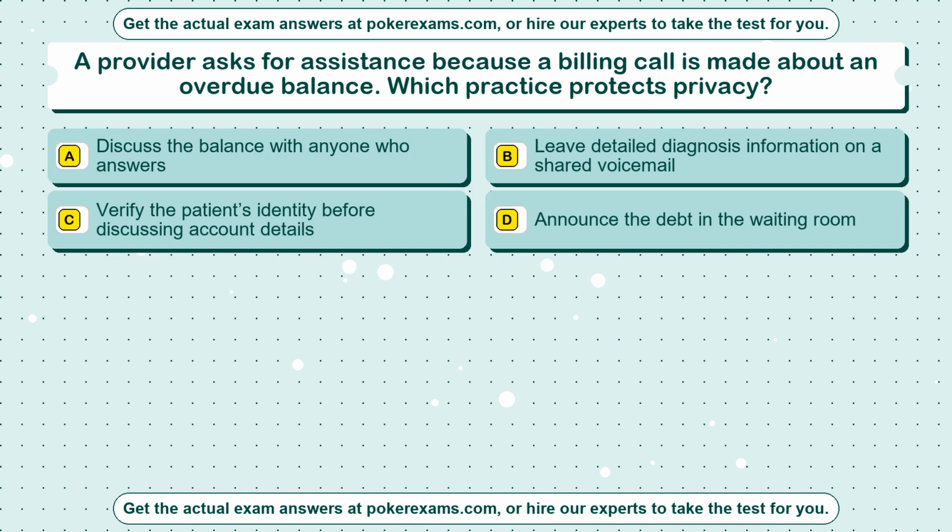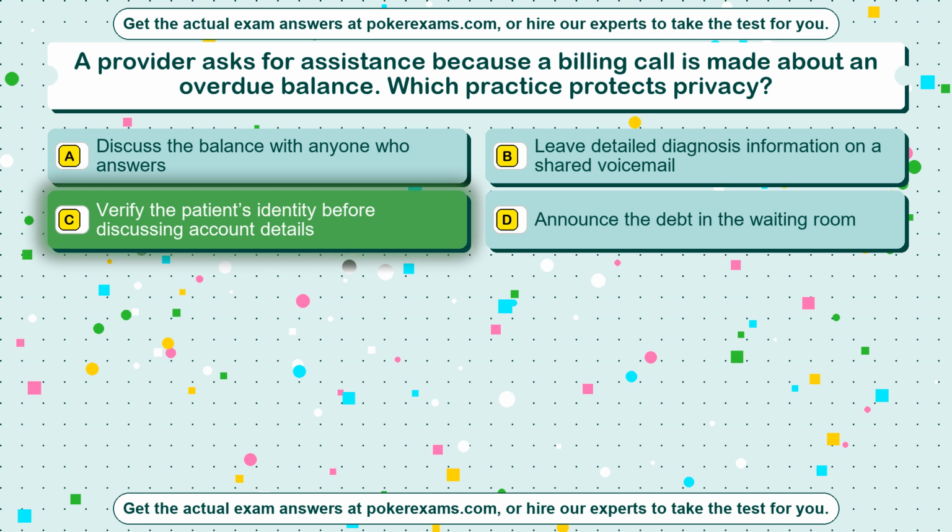Question 76. A provider asks for assistance because a billing call is made about an overdue balance. Which practice protects privacy? Option A, discuss the balance with anyone who answers. Option B, leave detailed diagnosis information on a shared voicemail. Option C, verify the patient's identity before discussing account details. Option D, announce the debt in the waiting room.